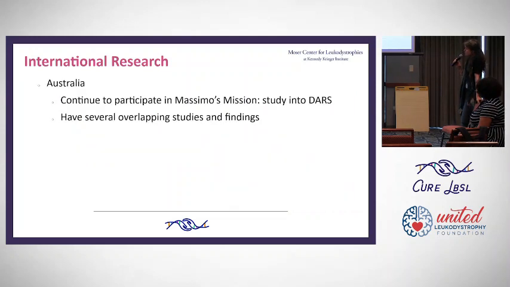Next slide. Australia. So we continue to participate in Massimo's mission. Dr. Fine and I both spoke at their conference in April. They study DARS. So this is the cytosolic aspartic acid tRNA synthetase. So DARS2 we know functions only in the mitochondria. DARS functions in the cytosol. And what we found is that there's a lot of overlap in their data and our data in terms of what the mice look like, and then also in terms of how the cells function. So they have iPSCs and neurons that they have from DARS patients, and those cells look very similar to ours. And that gives us a little bit of hope.